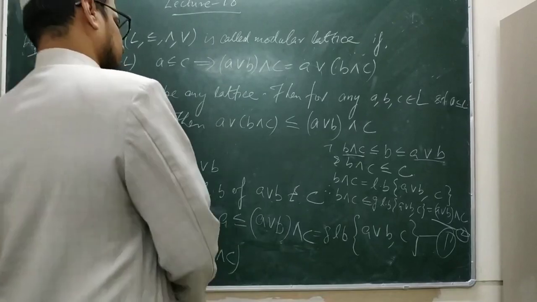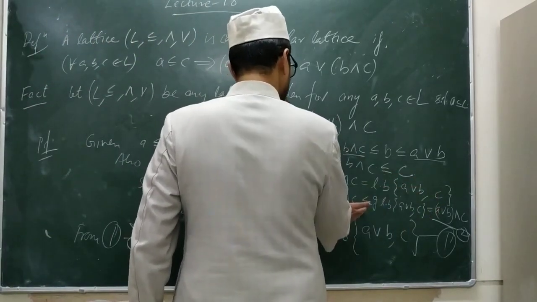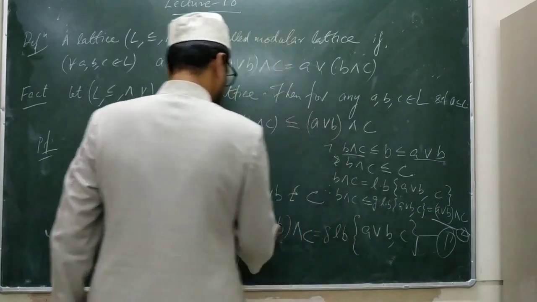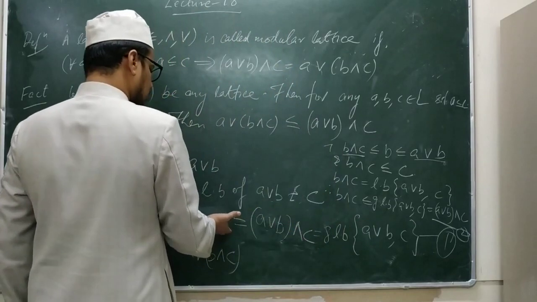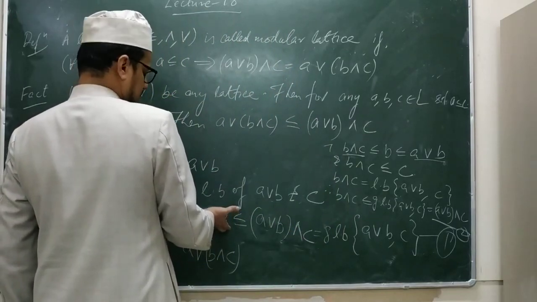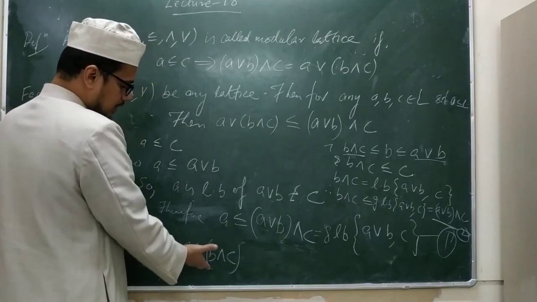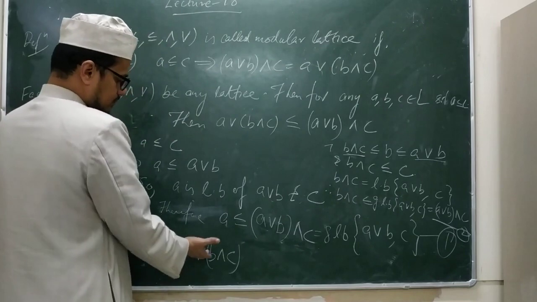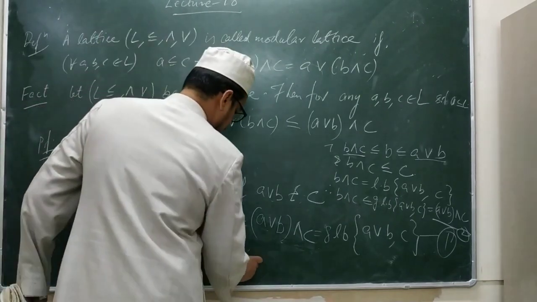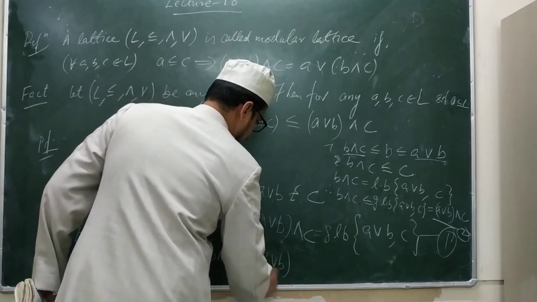See here what happens. A join (B meet C) is an upper bound of B meet C, correct? A join (B meet C) is an upper bound of A. Is it clear? And this is what? This is the least upper bound. So the least upper bound is always less than or equal to A join (B meet C).